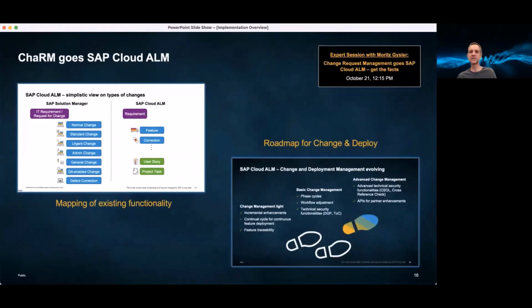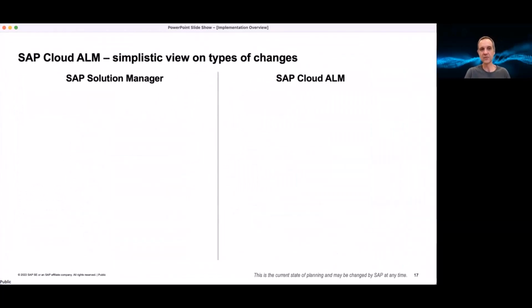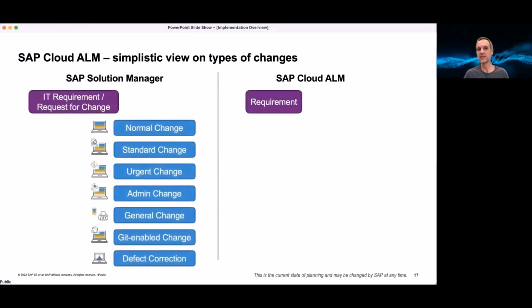And then one capability customers always ask about: what about ChaRM in Cloud ALM? I think we said it multiple times, ChaRM will be part of Cloud ALM. Again, we will not call it ChaRM. We renew our language, and we also renew the complexity that we have. Just to give you an idea, when we look at Solution Manager, we have IT requirements, even business requirements, the request for change, and then an endless amount of change types for change documents.